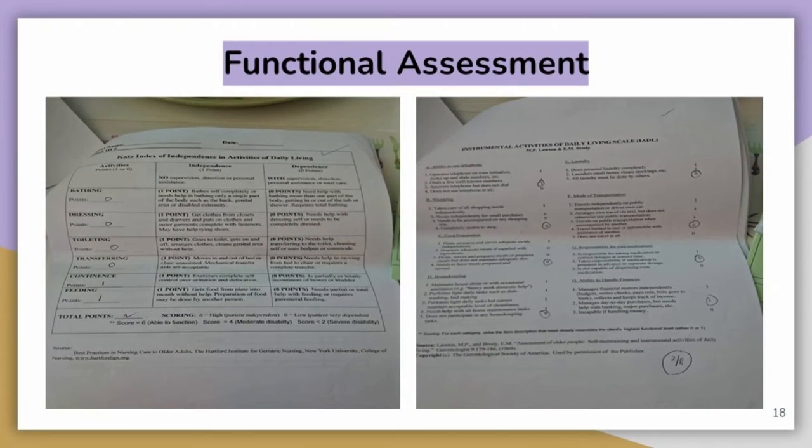For the functional assessment, we use the Katz Index of Independence in Activities of Daily Living (ADL) and also Instrumental Activities of Daily Living Skills to assess the functional ability of the patient. From the test, it shows a score of 2 for each test, which indicates the patient is having severe functional impairment.